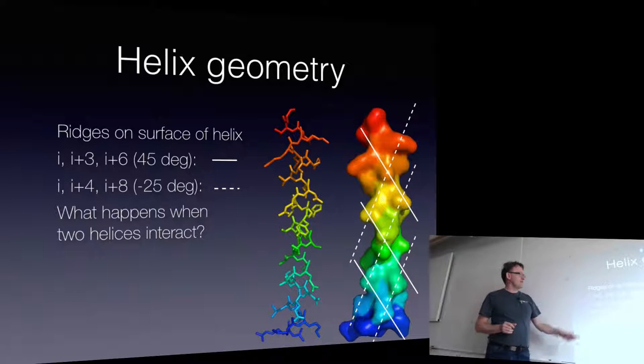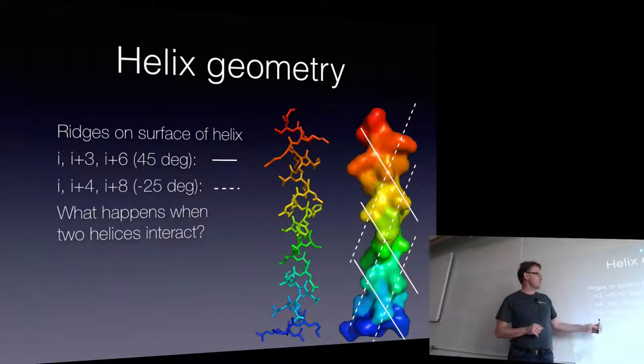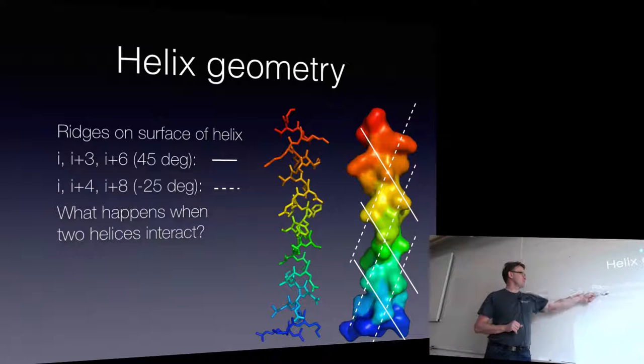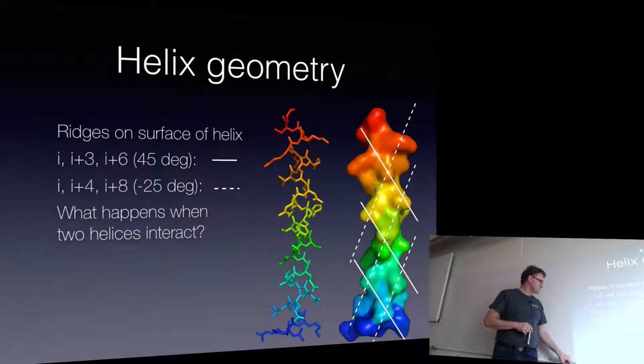And if you do the math there, or just measure it from a plot, there are going to be ridges that are roughly plus 45 degrees relative to the direction of the helix, or minus 25 degrees. And that's just what side chains are pointing out. So if you had two helices there you would like to interact, what would you need to do if you would like them to pack well together? Let's look at the next slide.